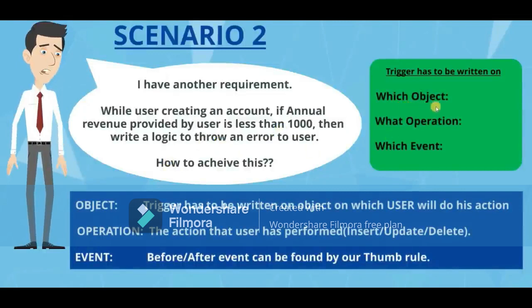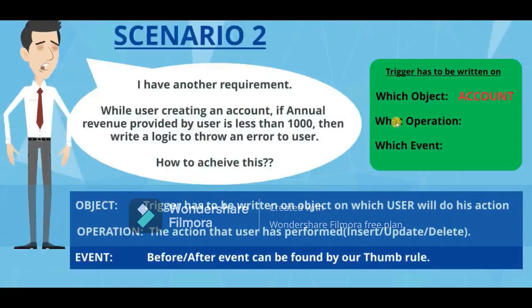how to write the trigger, by using which object, operation, and event. The object can be determined by the object on which the user will do his action. In this scenario, the user is creating an account, and if the annual revenue provided is less than 1000, we provide an error. So basically the user is inserting an account, and then we need to provide this error if it does not match this condition. So the trigger has to be written on the account object here. So the object would be account.